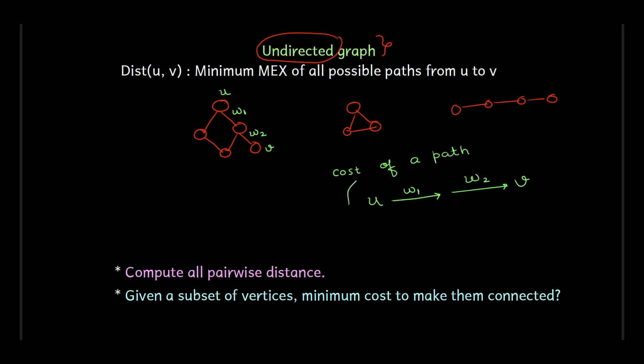How do you define the cost of a path? It is basically the summation of Wi that you encounter on your journey. So cost of any path is the sum of edge weights along that path. And how do you define the distance between U and V in the traditional sense in graph theory? You will remember that the distance between U and V is the minimum cost of all paths from U to V.